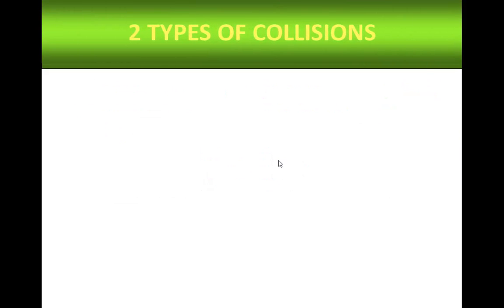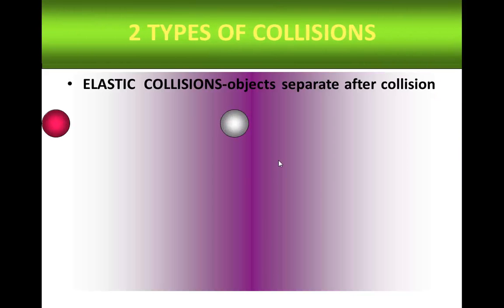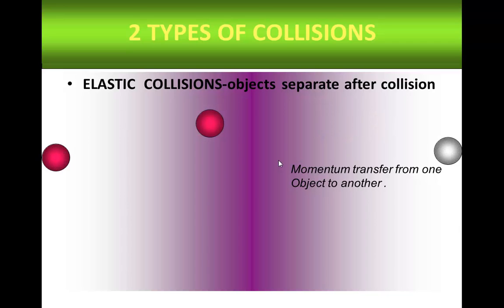Alright, so what are the two types of collisions? The first one is elastic. This happens when objects separate after collision. So we have three situations here. The first one, here's the second one, and the third one. In all cases, momentum is only transferred from one ball to the other, so the total remains the same.